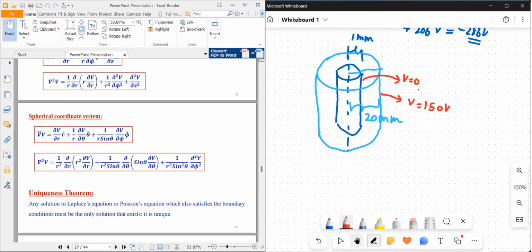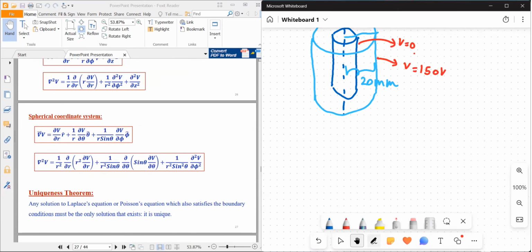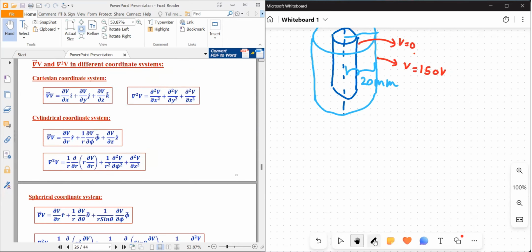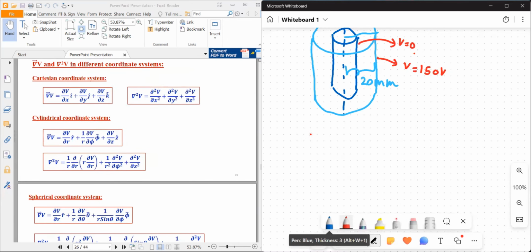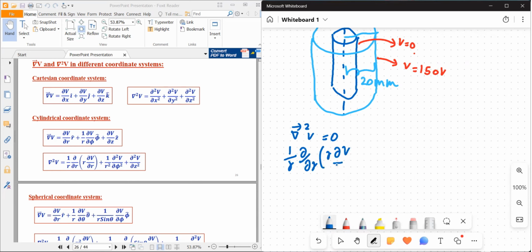Therefore the Laplace equation in cylindrical coordinate system, we have del squared V is equal to 0. So del squared V in cylindrical coordinate system is 1 over R, double over double R of R double V over double R, plus 1 over R squared double squared V over double psi squared, plus double squared V over double z squared.